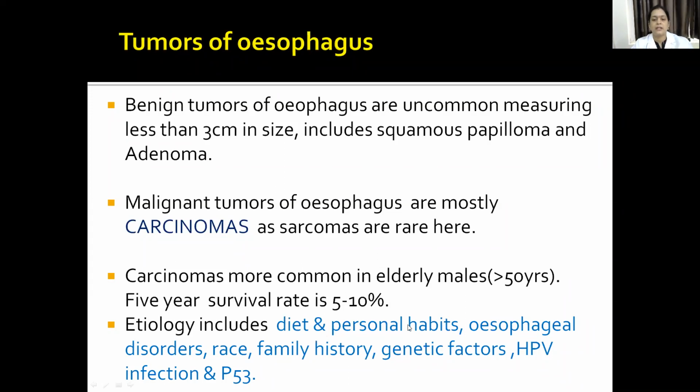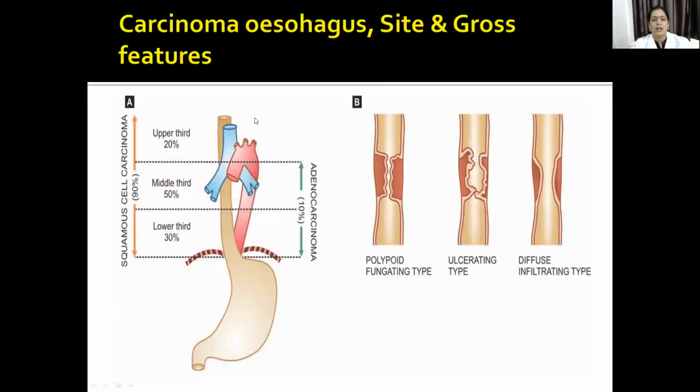So there can be diet, the person has esophageal disorders, the race, family history, genetic history, HPV infection, and P53 oncogene that can give rise to the tumors of the esophagus. Now, usually where the esophageal cancers can occur. So this upper third, usually 20%, and middle third is 50%. So usually the middle third is the most affected part in the esophagus.